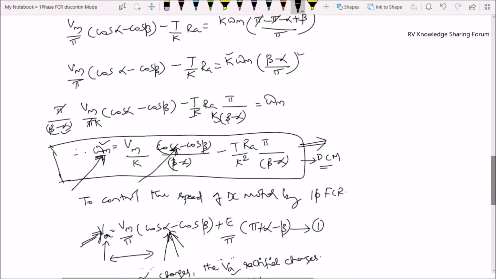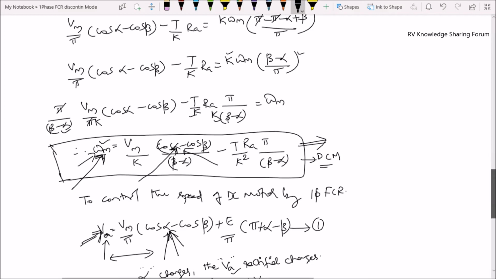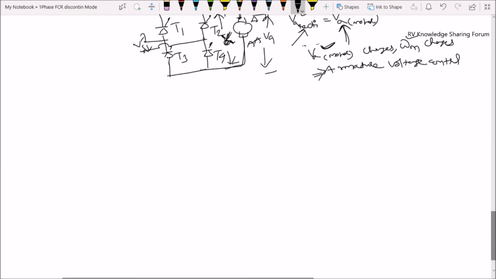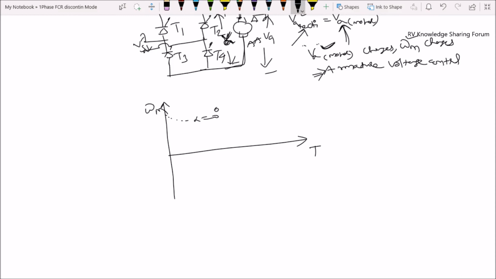So now let us draw the speed torque characteristics based on this equation. If you observe this equation, when the firing angle alpha changes, the speed changes, which we discussed in detail now by using the circuit. So now let us draw the speed torque characteristics of this. This is our speed axis omega m and this is our torque axis T. So for the firing angle alpha equal to 0, this is our speed torque characteristics.